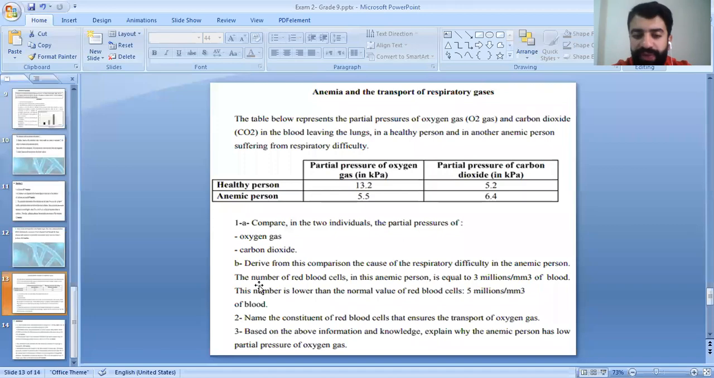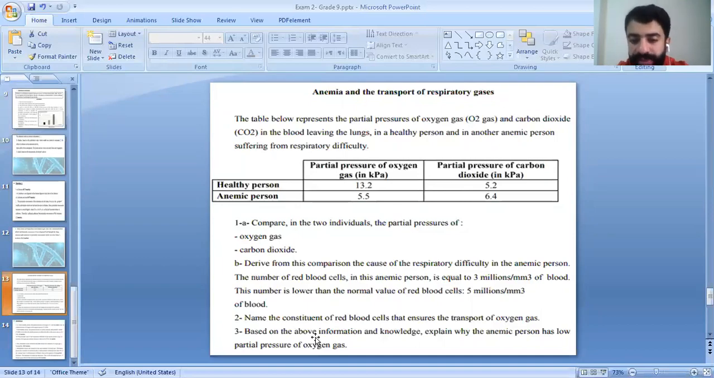The number of red blood cells in this anemic person is equal to 3 millions per millimeter cube of blood. This number is lower than the normal value of the red blood cells, which is about 5 millions per millimeter cube of blood, so it's less by about 2 millions. They ask, what is the name of the constituent of the red blood cells that ensures the transport of oxygen gas? This constituent is called hemoglobin.